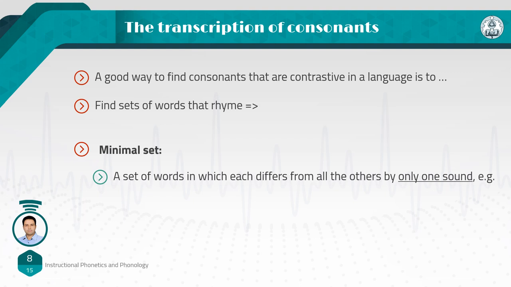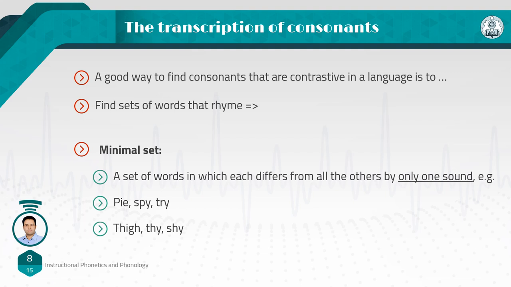A set of words in which each differs from all the others by only one sound. Now think of examples. Pie, spy, try. As you can see, all of them rhyme. And there is only a difference in one sound. Look at this. Thigh, thy, and shy. Again, all of them rhyme. So, as you see, it is a good way to find sets of words that rhyme when we want to transcribe the sounds.